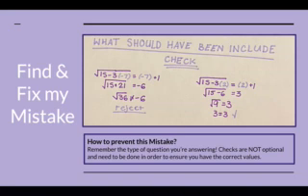Going forward, you can prevent this mistake by remembering checks are not optional. They need to be done for this topic. They're critical to ensuring you have the right values. And even if you do all of the math correctly up to this point, if you fail to include a check and you don't catch an extraneous solution, you will not be successful in solving.